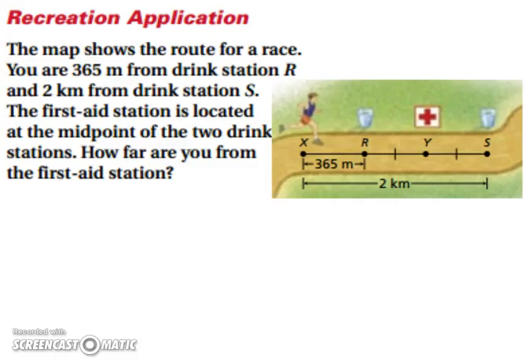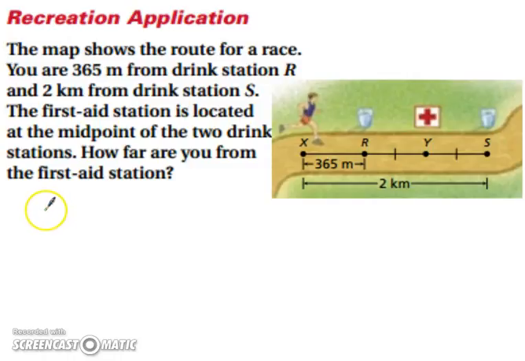Let's look at a real-world application. The map shows the route for a race. You are 365 meters from drink station R and 2 kilometers from drink station S. The first aid station is located at the midpoint of the 2 drink stations. How far are you from the first aid station? Take a moment and use what you know and what you have learned to try and answer this question.